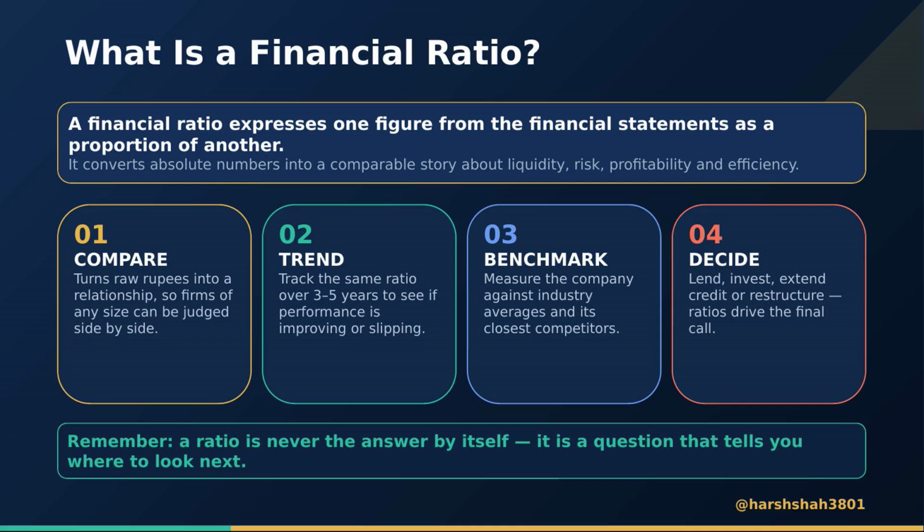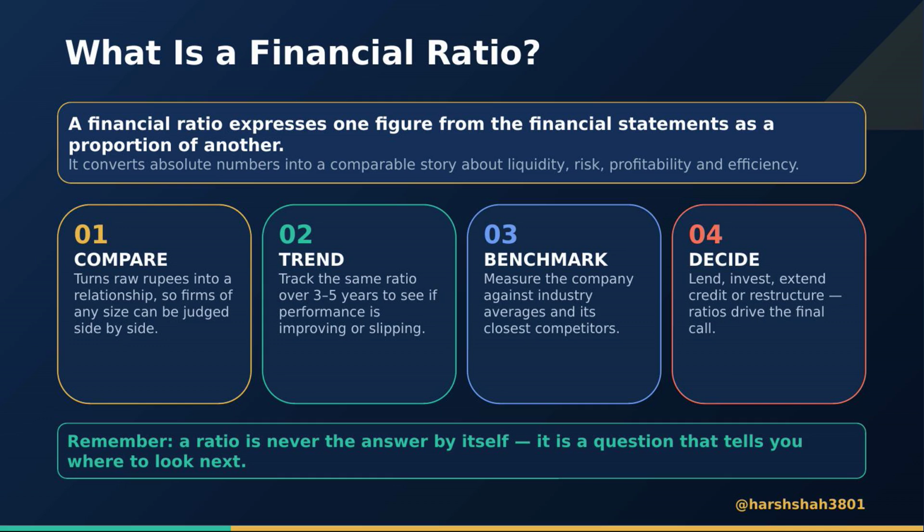What exactly is a financial ratio? Think of it this way. A financial ratio simply takes one number from the financial statements and expresses it as a proportion of another number. Why do we do this? Because it turns big, raw rupee figures into a story we can actually compare, understand, and act on.